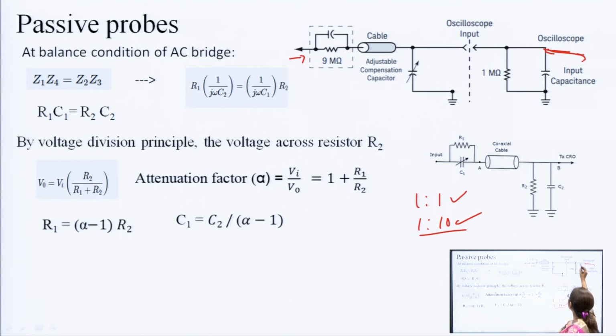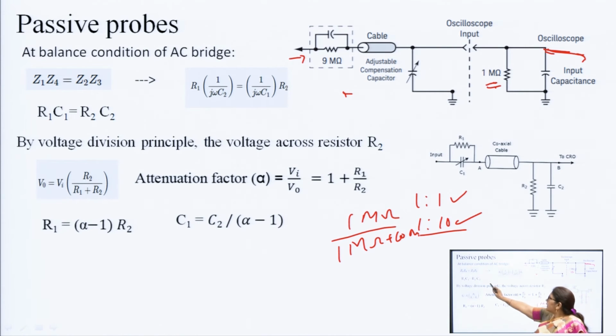So, this resistance is 1 mega ohm and this resistance we select as 9 mega ohm. So, 1 divided by 9 plus 1. Suppose we want to measure the voltage across this, because this is connected to the CRO. The voltage at the input of the CRO will be 1 mega ohm divided by 1 mega ohm plus 9 mega ohm. This is as per the voltage divider rule.